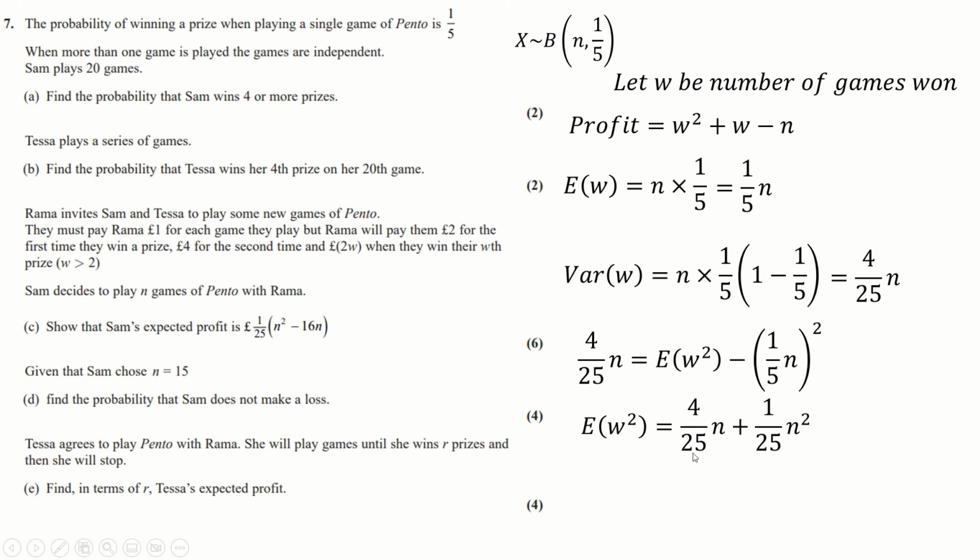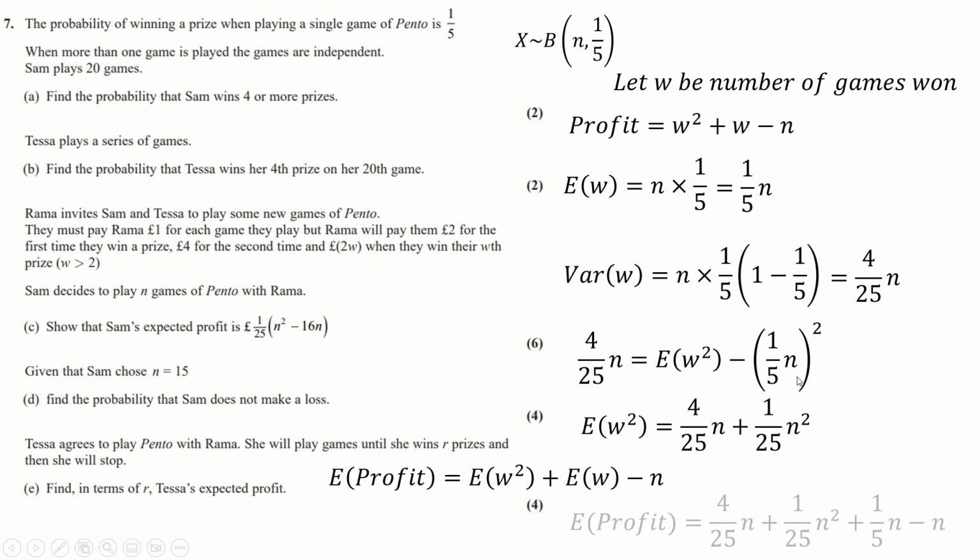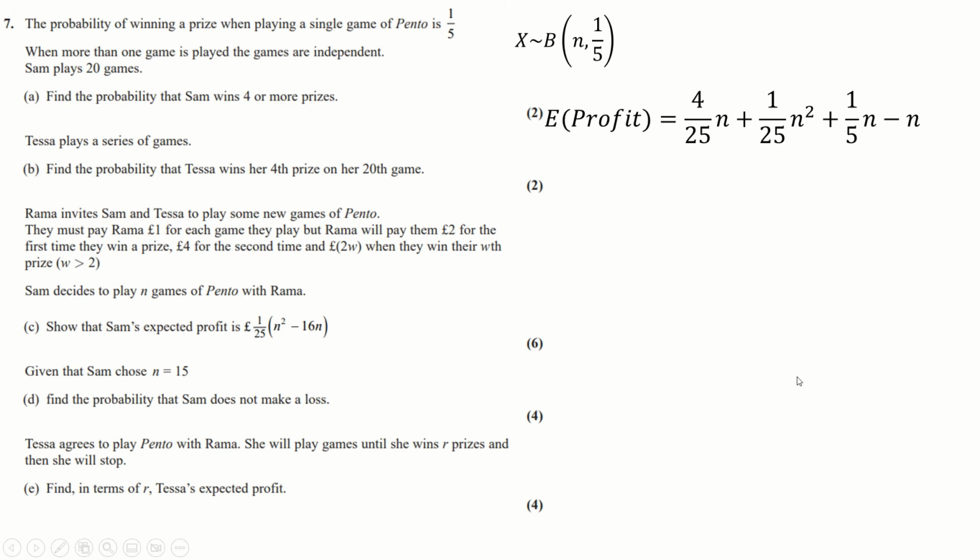So that's fantastic. Now we can say, from our profit up here, that the expected profit is the expected value of W squared plus the expected value of W minus N. And we know all of those things, so we're just going to put all of those things in. We're going to do some tidying up. It's just some basic maths, and we end up with what they wanted us to get here.